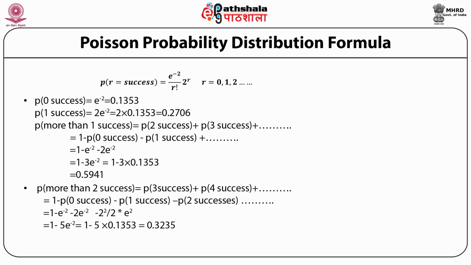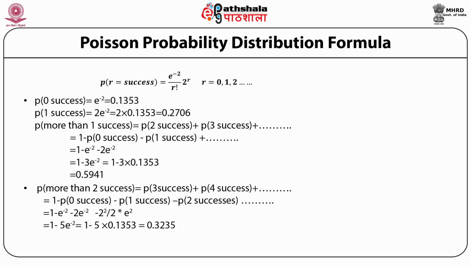Next, probability of more than 2 successes. So probability of 3 successes plus 4 successes plus 5 successes, and so on. Again, subtract it from 1. So 1 minus probability of 0 success minus probability of 1 success minus probability of 2 successes. So probability of 3 successes plus probability of 4 successes, and so on up to 2000 successes, is equal to 1 minus probability of 0 success minus probability of 1 success minus probability of 2 successes.